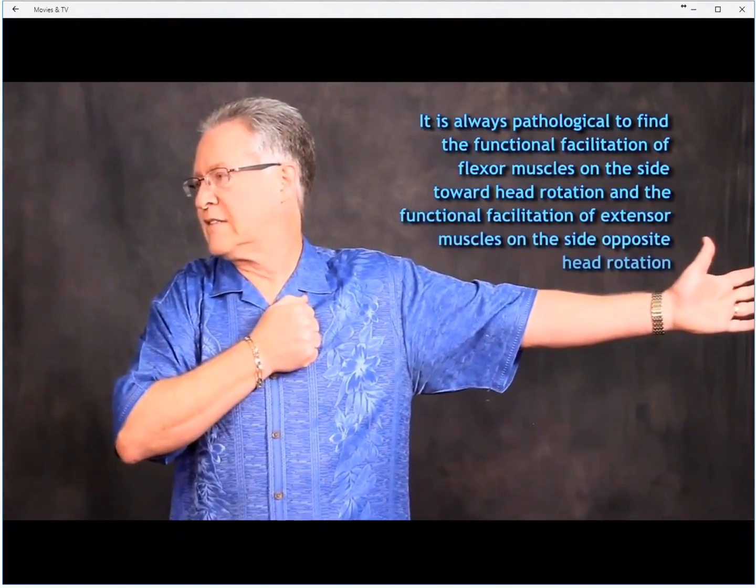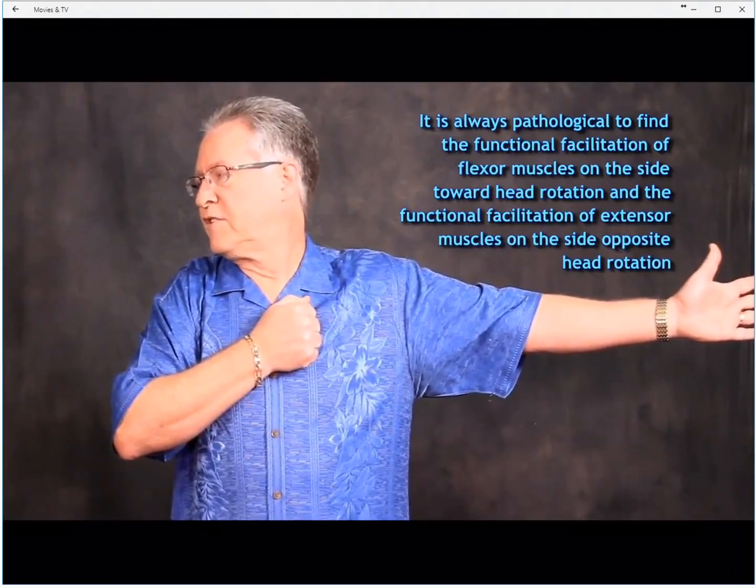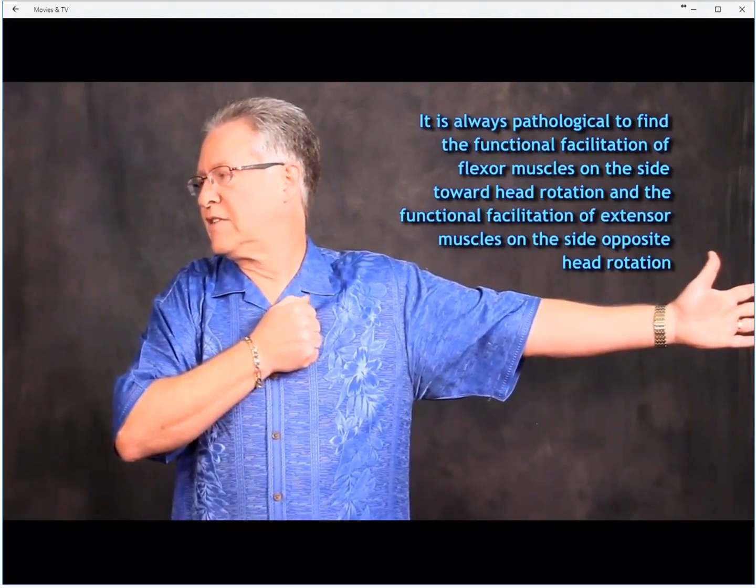It's not unusual to see the opposite occur with the functional tests, that is, functional facilitation of the flexor muscles on the side toward head rotation and functional facilitation of the extensor muscle on the side opposite head rotation. This is abnormal. We're talking about the tonic neck reflex in the lower extremity.